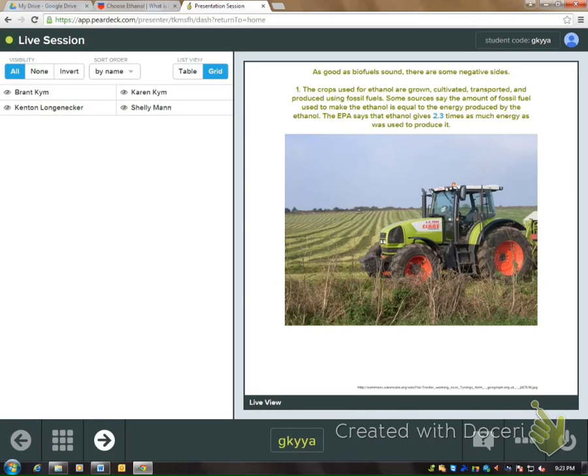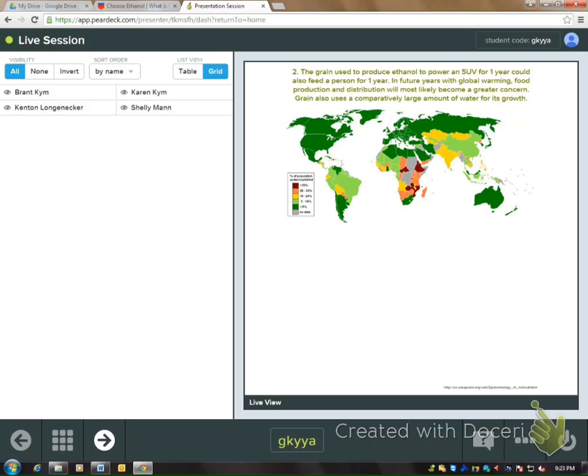Okay, so here are some of the negatives of biofuels. Again, while it sounds really good, there definitely are some negative sides. One downside is that because the ethanol is grown, it's very labor intensive, very energy intensive, and there's different information you find about this. Some sources say that equal amounts of fossil fuel are used to produce the same amount of ethanol that the ethanol would produce. The EPA actually says that ethanol does give 2.3 times as much energy as was used to produce it.